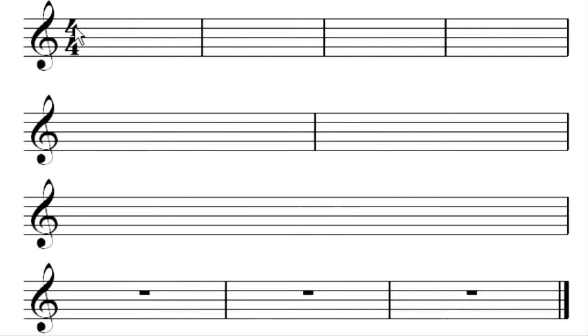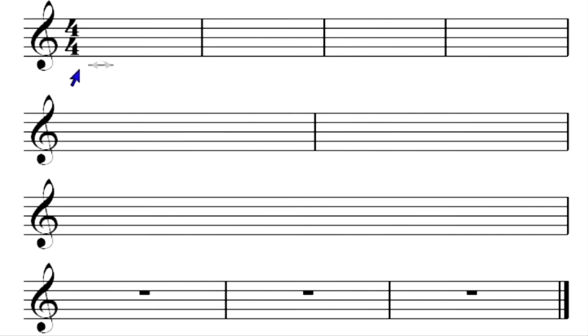The top number tells us how many beats can fit inside of each measure. The bottom number tells us what kind of note can receive one beat. In this particular case, the 4 represents the quarter note, and we're going to get into what a quarter note is in just a second.